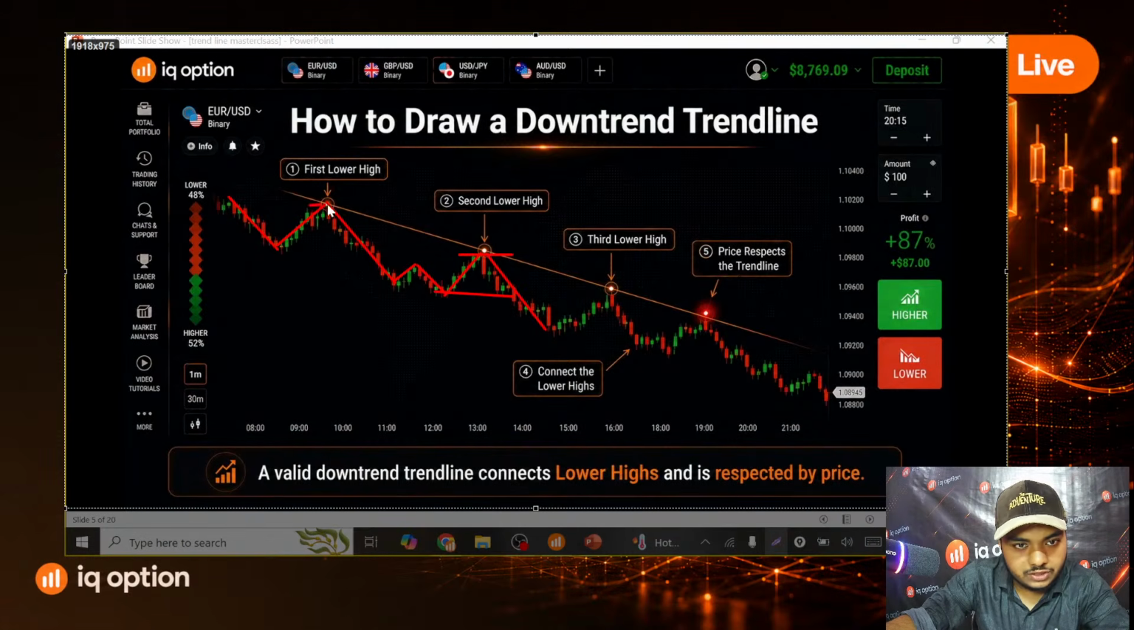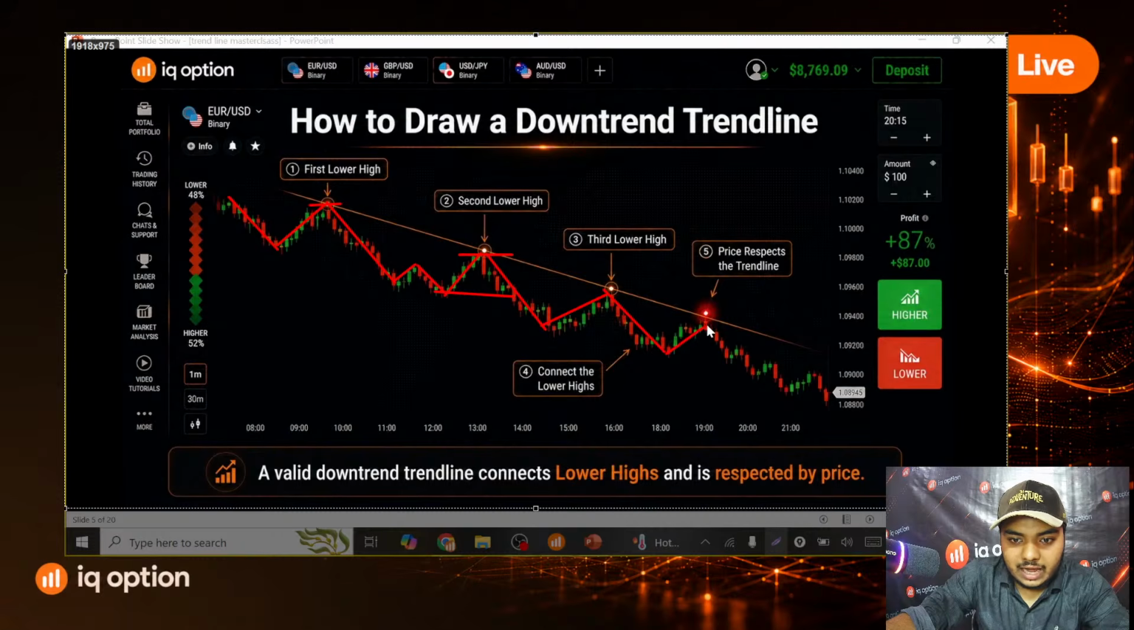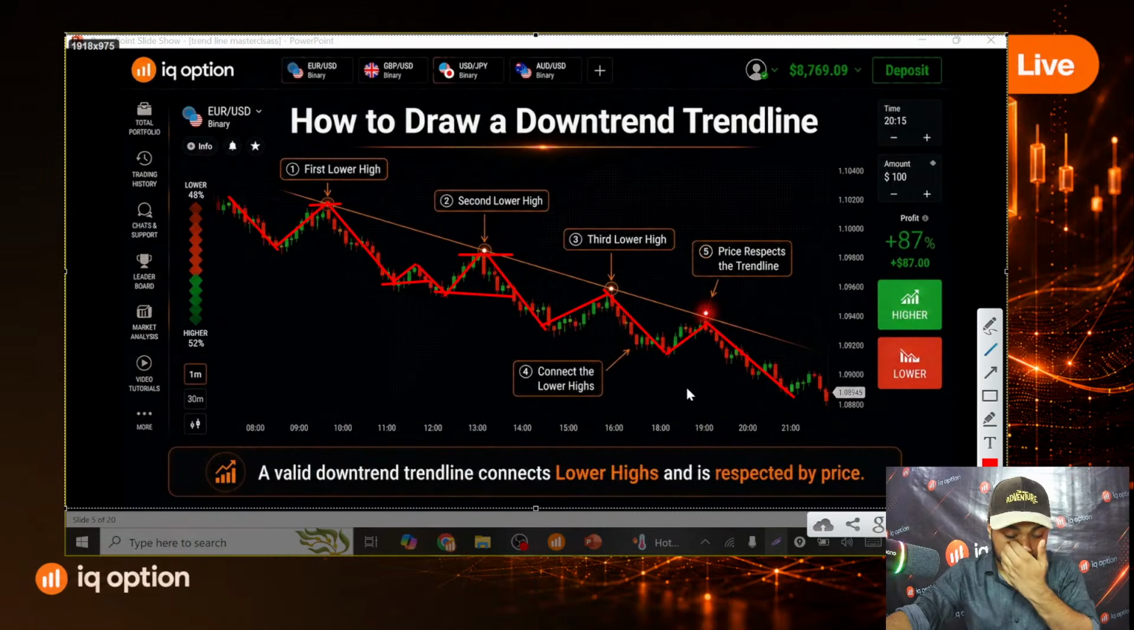Our first lower high, second lower high, and then the market pushes a little up, a little pullback, and the market moves a little down. Then it pushes a little up again and continues moving down, making lower lows, breaking lows and making new lower lows. That's how a downtrend forms, and that's how the downtrend actually works.